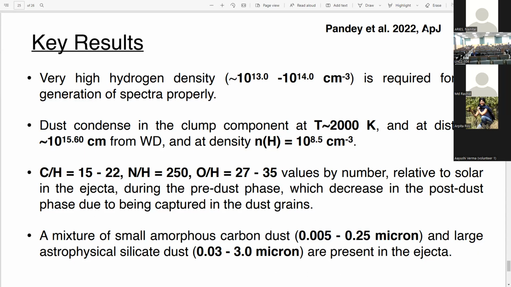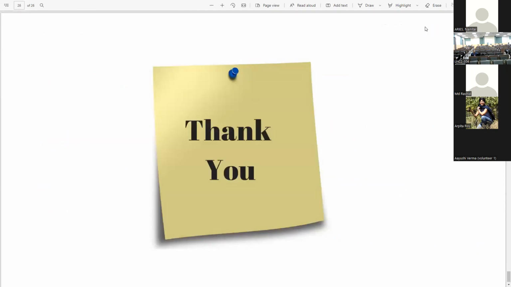We also find that the metallicity of this ejecta is enhanced. We found a very high abundance of nitrogen, around 250 times its solar value. And to generate the spectra properly, we required a small mixture of small amorphous carbon dust grains and a large astrophysical dust component. So thank you for your attention.